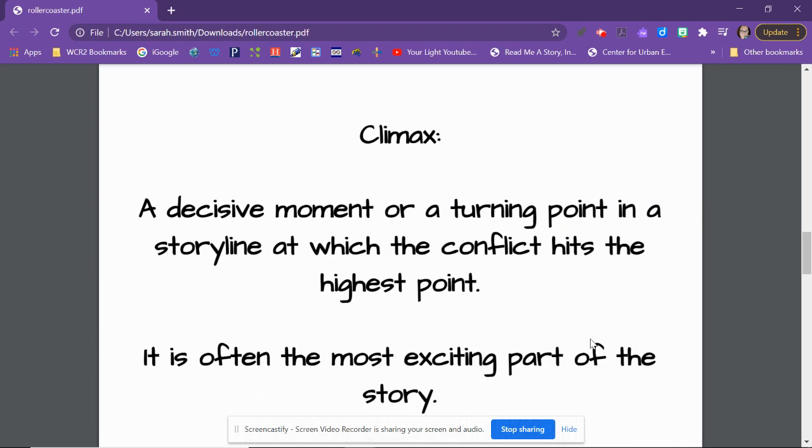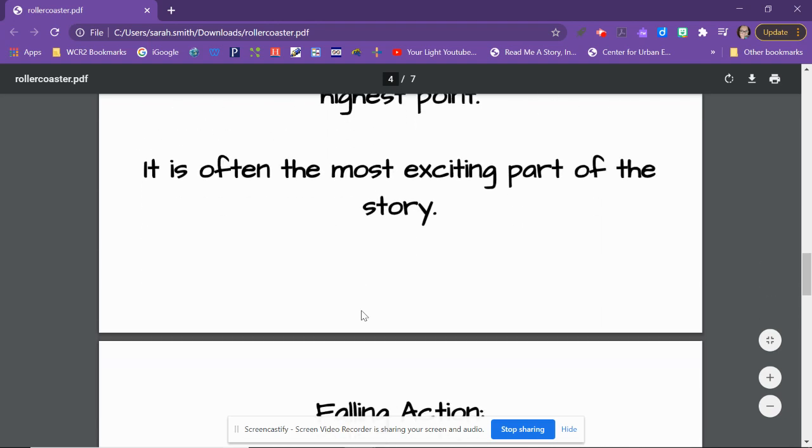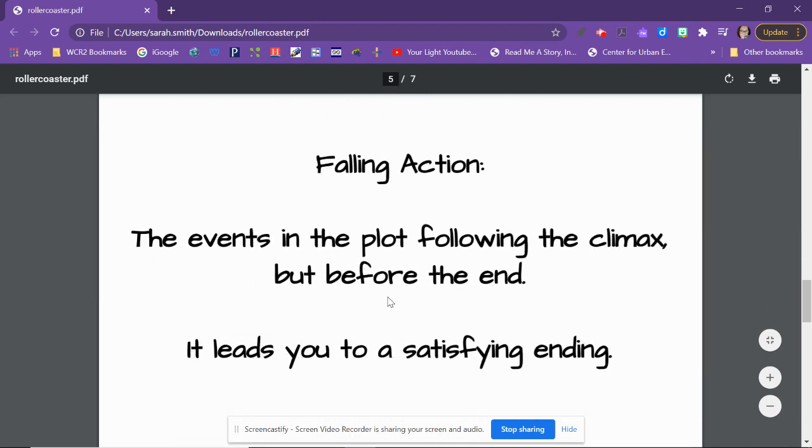And the climax is a decisive moment or a turning point in a storyline at which the conflict hits the highest point. It's often the most exciting part of the story. So it's definitely, where does the story change? When does the character change their course of action? So when do they change their mood? When do they change their feelings? How are they acting and why are they acting that way? That's the climax. Then, once we've hit that climax, we have the falling action.